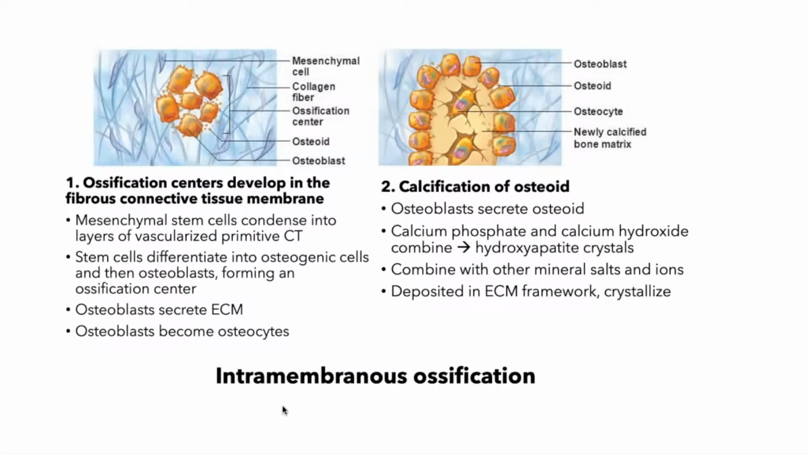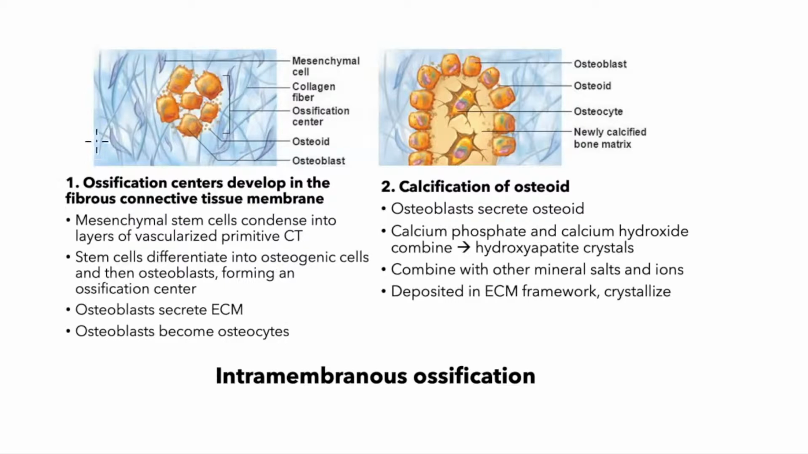All right, now let's take a closer look at intramembranous ossification. So this was the first of the types of ossification that we were discussing earlier. So there are 4 major steps of intramembranous ossification. Here I've shown the first 2. Once again, these images are taken from Human Anatomy and Physiology, 8th edition by Marieb and Hoehn. So the first step here is that ossification centers develop in the fibrous connective tissue membrane.